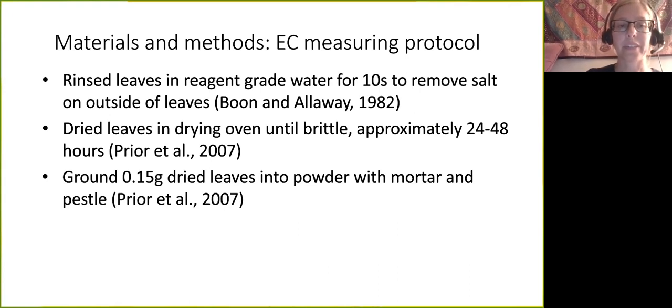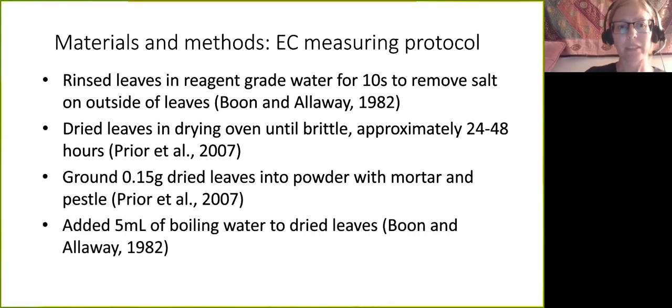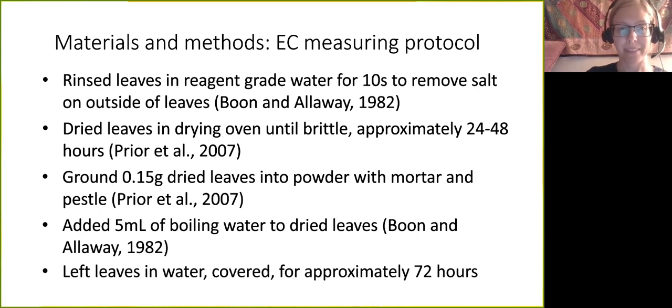I then took those dried samples and ground them, and measured out 0.15 grams of leaves and then powdered them with a mortar and pestle. I then added 5 milliliters of boiling water to those dried leaves. And I left the leaves in the water for about 72 hours.